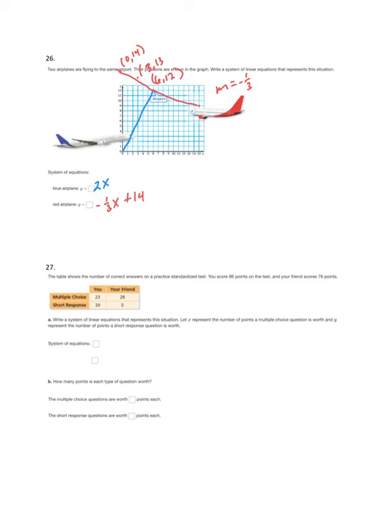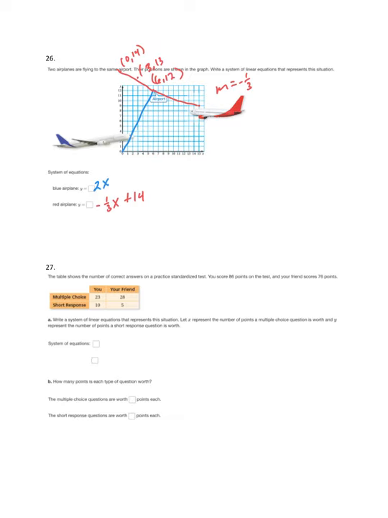All right, and then last, I have this table that shows the number of correct answers on a practice standardized test. You scored 86 points on the test. Your friend scored 76 points. So we need to write a system of linear equations that represents the situation. X is the number of points that a multiple choice question is worth. Y is the number of points a short response is worth.